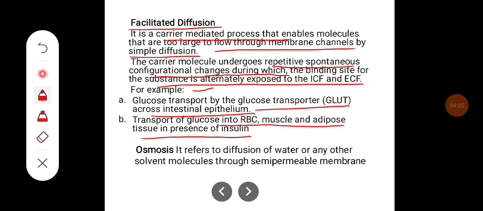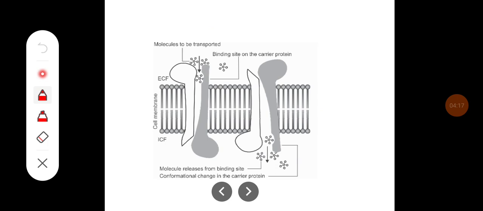Osmosis is also a kind of simple diffusion. It refers to the diffusion of water molecules, or any other solvent molecules, through a semi-permeable membrane. This diagram shows how substances are moved with the help of carrier proteins. They bind to the appropriate carrier proteins and there are configurational changes which help in the movement of the substances through the carrier protein molecule.